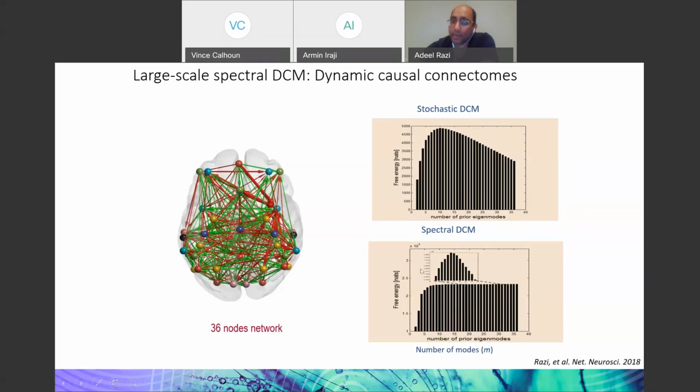In comparison, there's the spectral DCM, which solves everything in the frequency domain. We use certain tricks to expedite the inversion, and we can actually invert such a model within a day or within 3 hours. So these are the two schemes. Here we are showing the prior eigenmodes and the free energy, and what we're trying to show is that when we use about 10 modes, we can get similar free energy. It's a sort of validation that we are providing here.